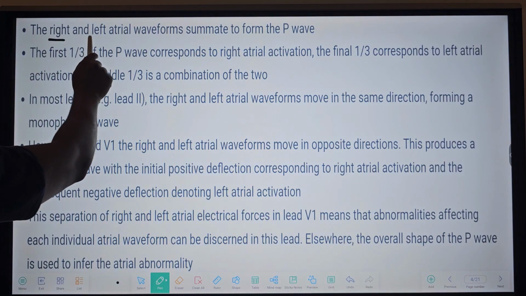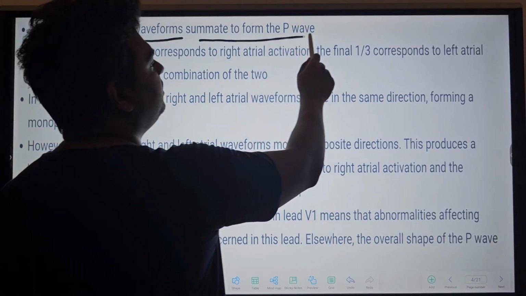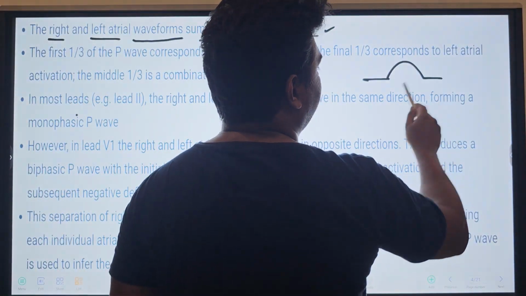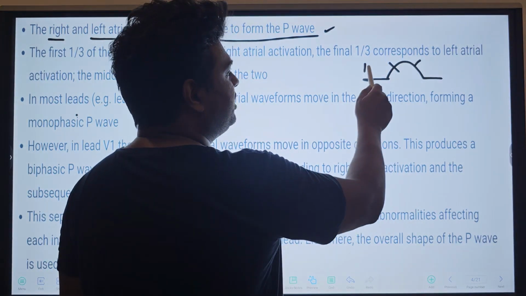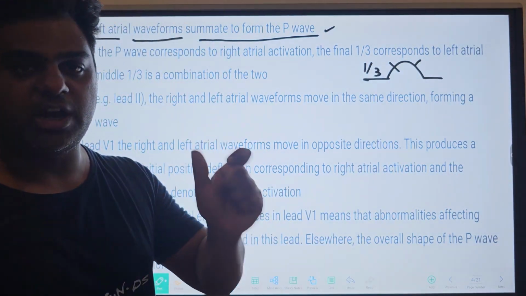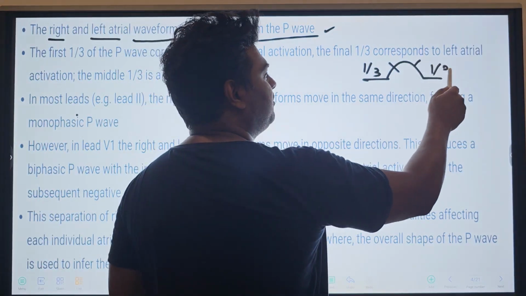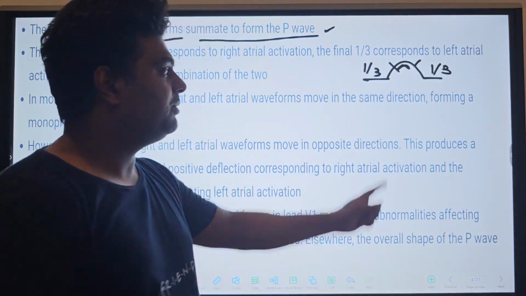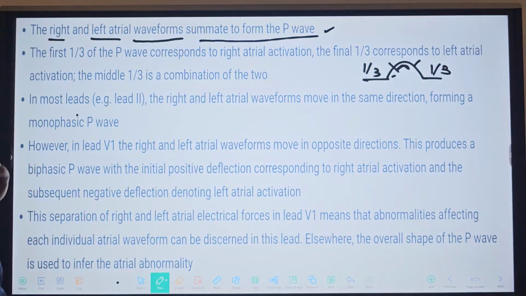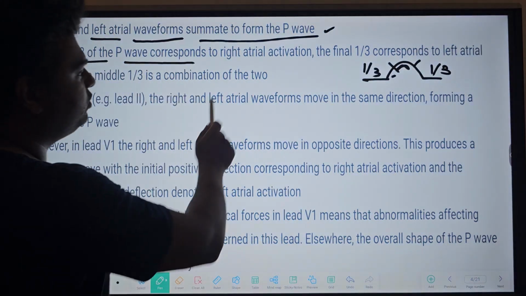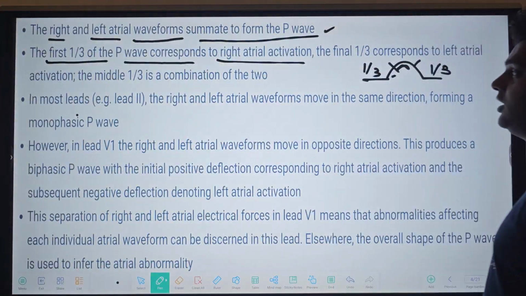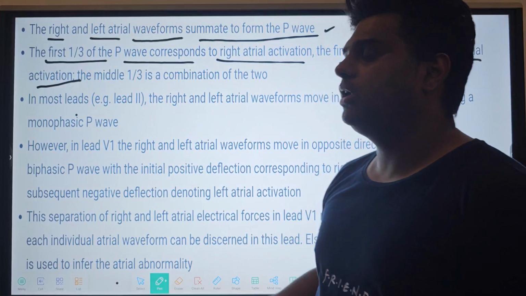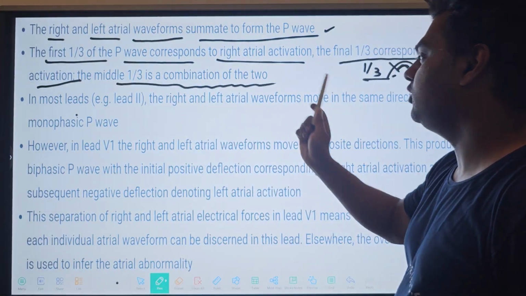The right and the left atrial waveforms summate to form the P wave that I have told you. If we say that this is the P wave and we divide it into three parts, then the initial 1/3 of depolarization is because of the right atrium, the final 1/3 is because of the left atrium, and the middle is the gray zone, the summation of right and left atrial depolarization. So the first 1/3 of the P wave corresponds to right atrial depolarization. The final 1/3 corresponds to left atrial depolarization. The middle 1/3 is a combination of the two.